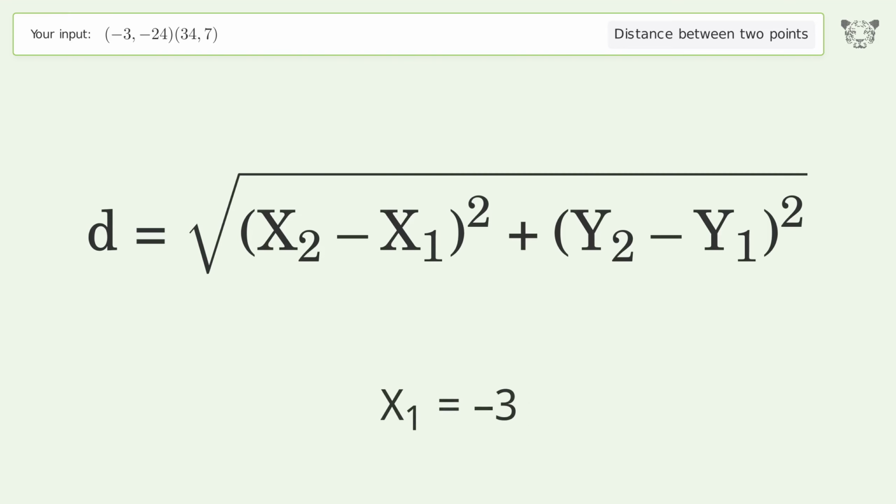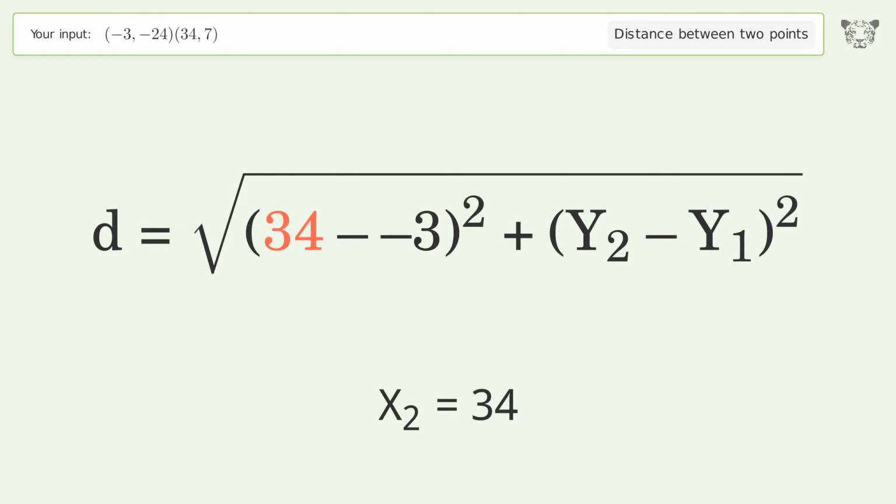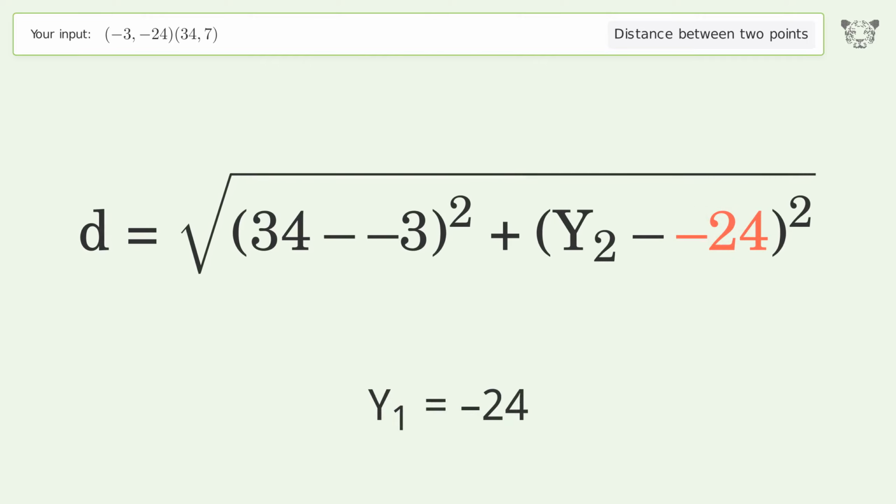x1 equals -3. x2 equals 34. y1 equals -24. y2 equals 7.